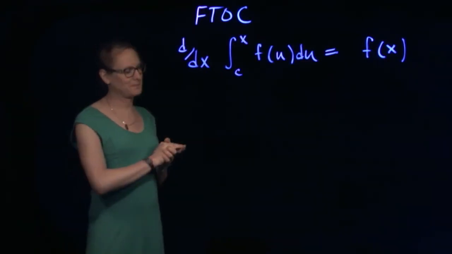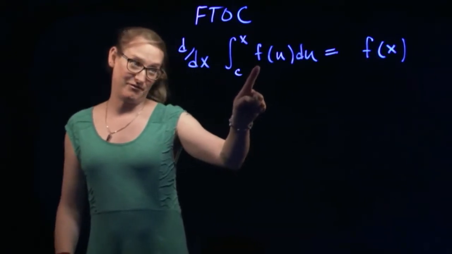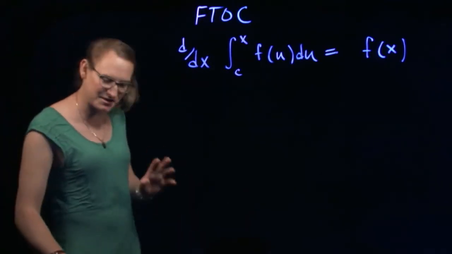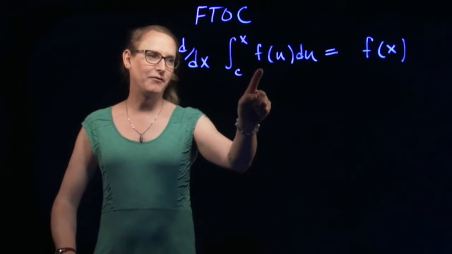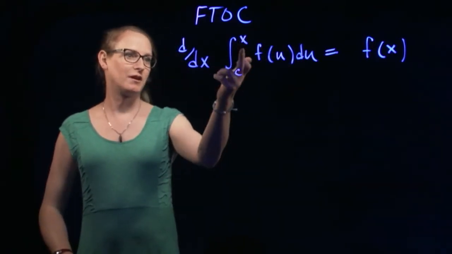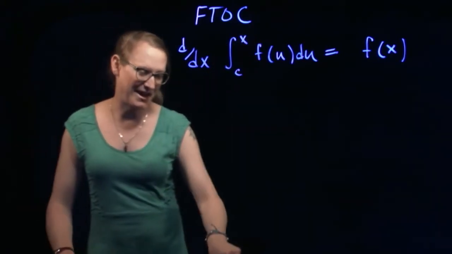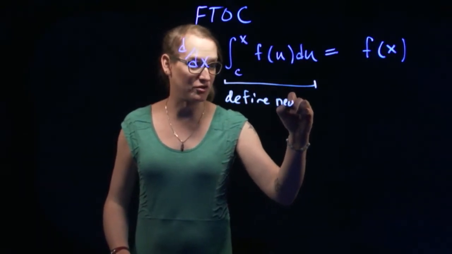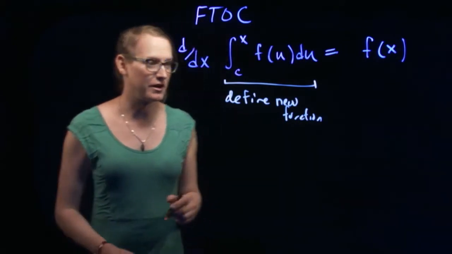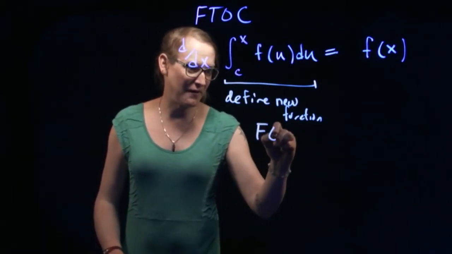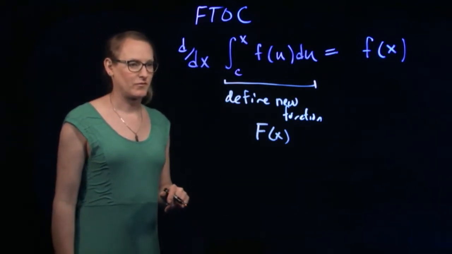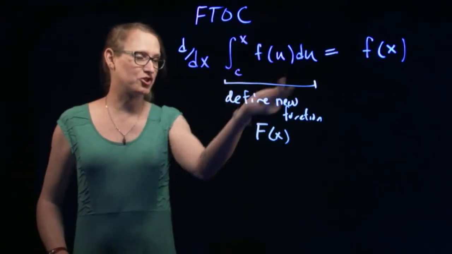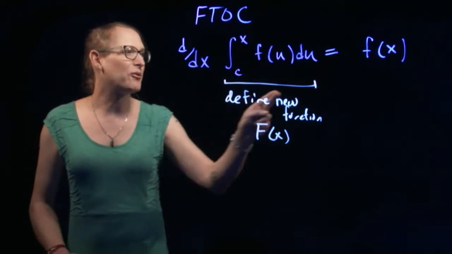It tells us that if I take any integrable function f, where I can do that limit of the Riemann sum thing and actually get a sensible thing back out, and I integrate it from c to x, that is to say, I use this action right here to define a new function, capital F of x, and then I take the derivative of the function that I get as the result of integrating, I get what I started with, f of x.